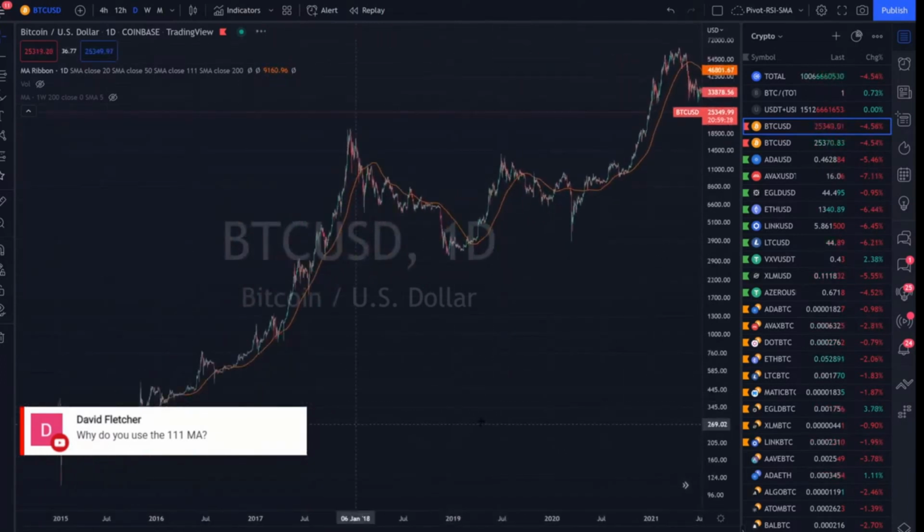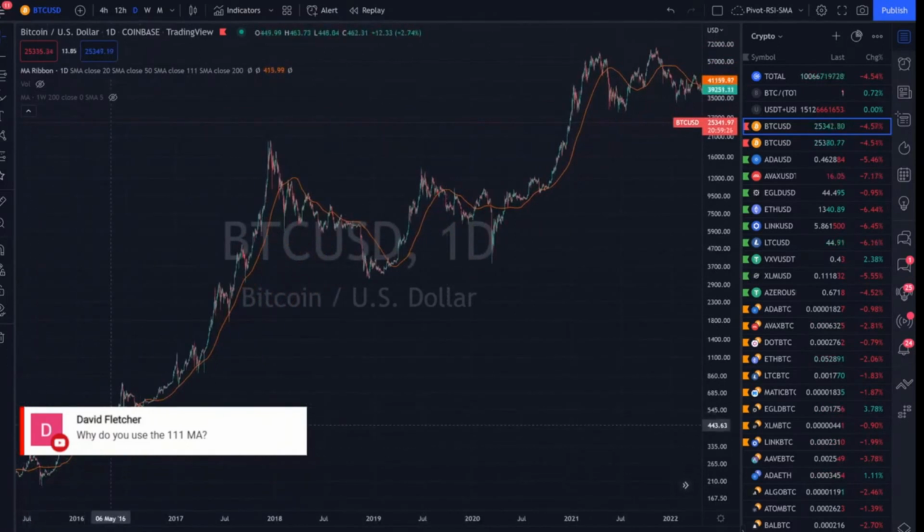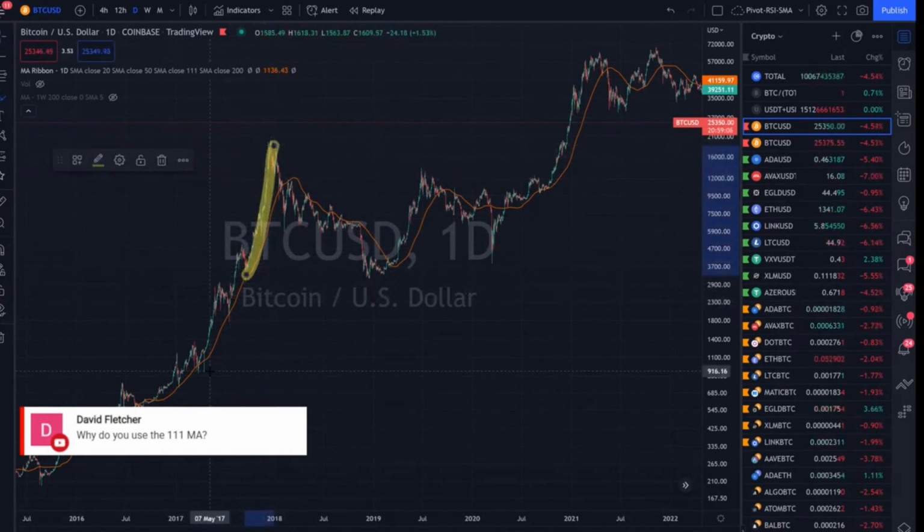If you see here on the chart, when Bitcoin is trading above the 111 and it retreats into the 111, that's a very good buying opportunity. And when it detaches for a long period of time away from the 111 like this, these were very large periods of detachment. It's a good place to take some profit.